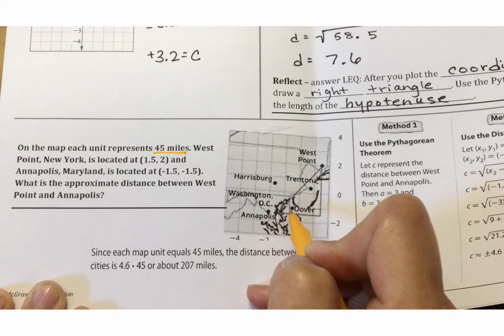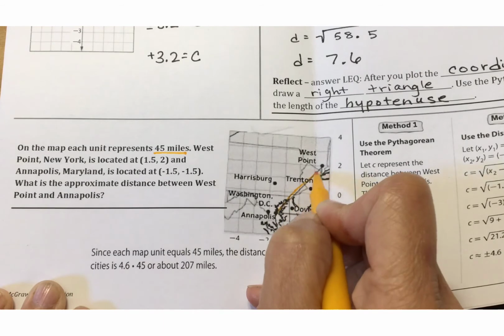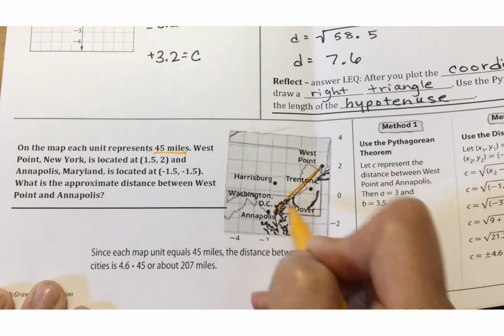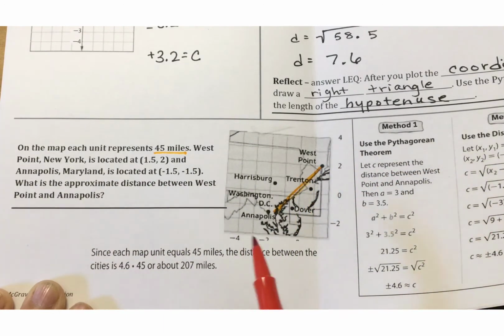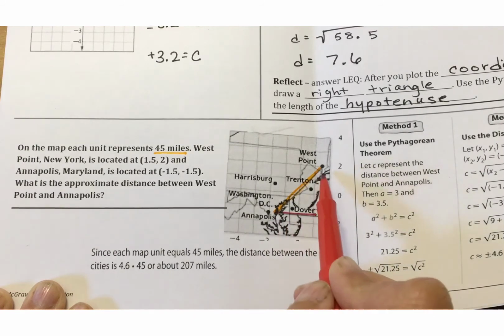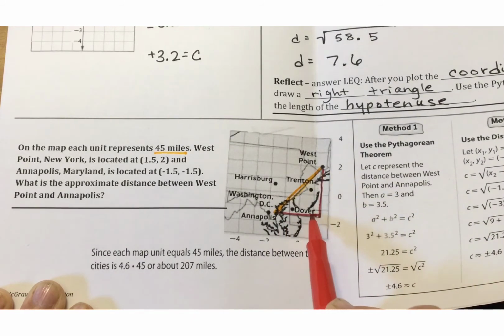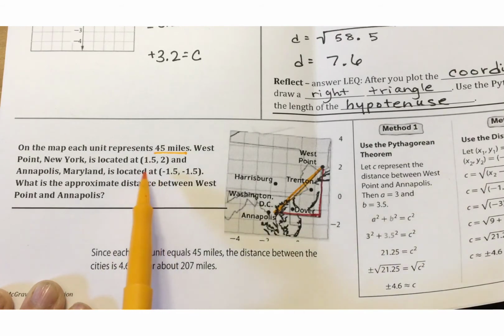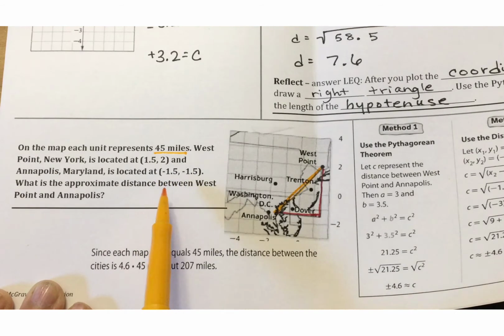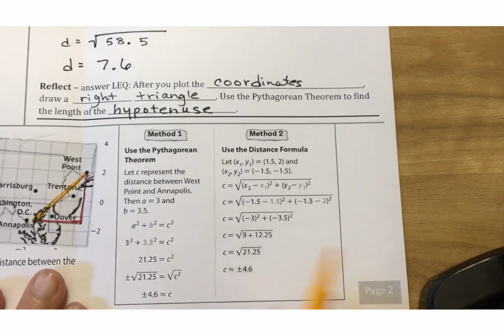Here's Annapolis, I think. Here, right here. And then here's the rest of our triangle. So we're looking at using the distance formula or using the Pythagorean theorem by finding what is our run and our rise on this right triangle. So there's the two methods they use here.